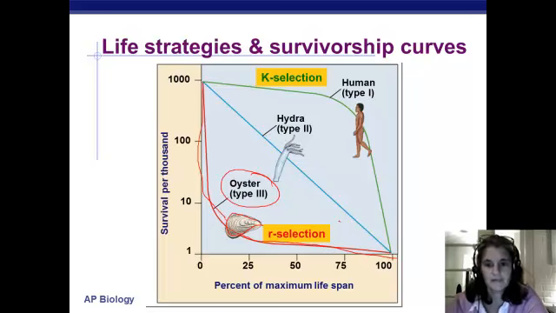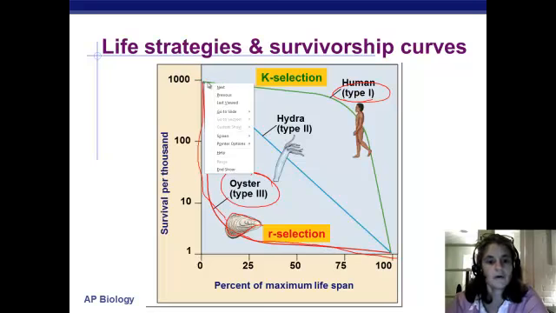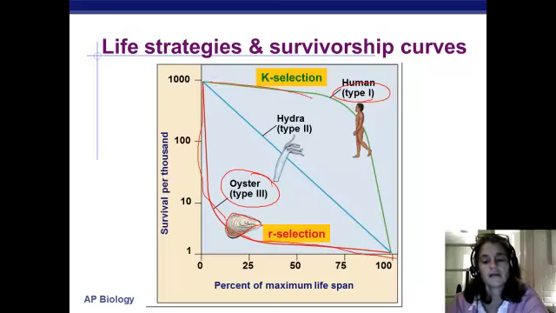The opposite of that would be a type 1 curve, and that's like us, where we have babies and most all of them survive, and we survive really, really well until we start to get old, and that's when we die.